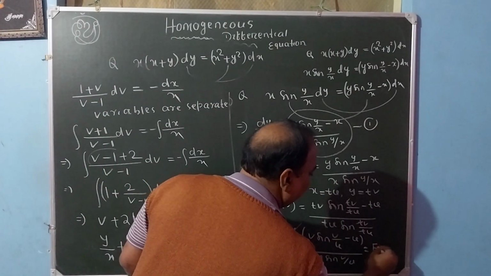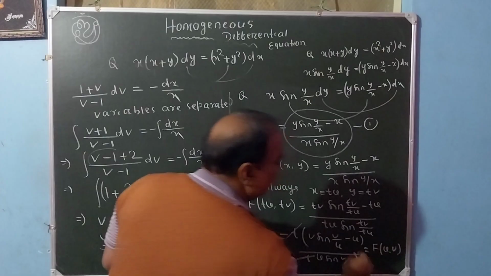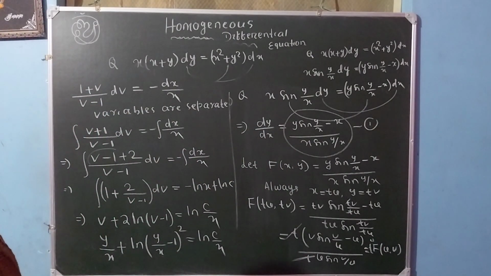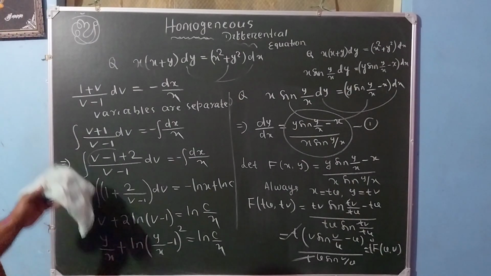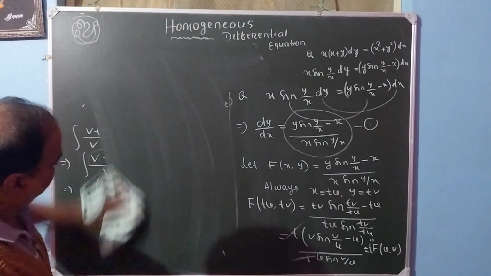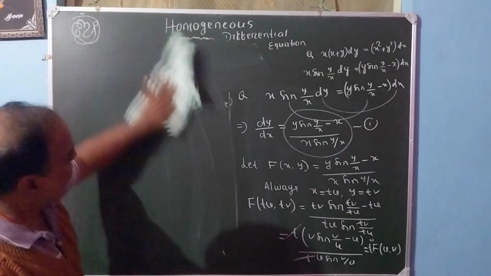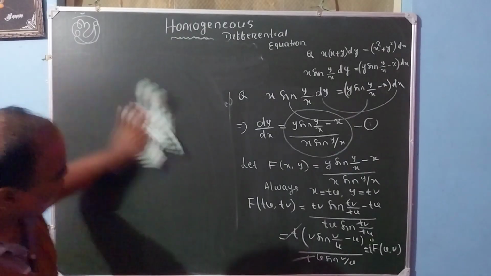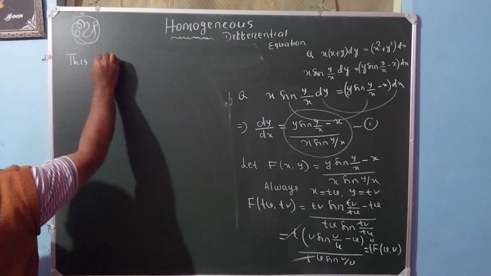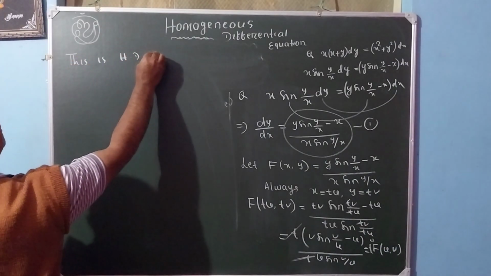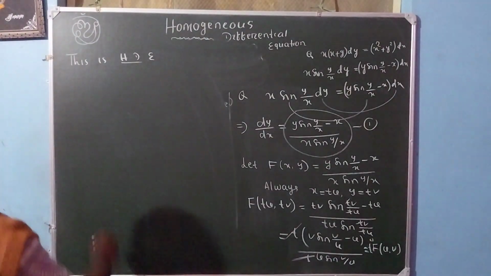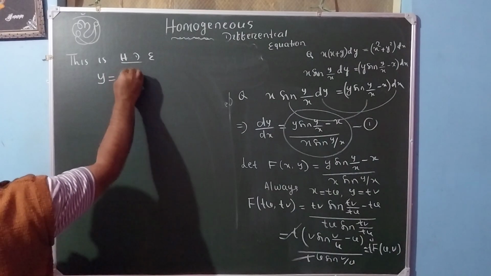So this is nothing but f of uv into t to the power 0. So it is a homogeneous differential equation. Write down, this is a homogeneous differential equation, HDE. For a homogeneous differential equation, always put y is equal to vx.